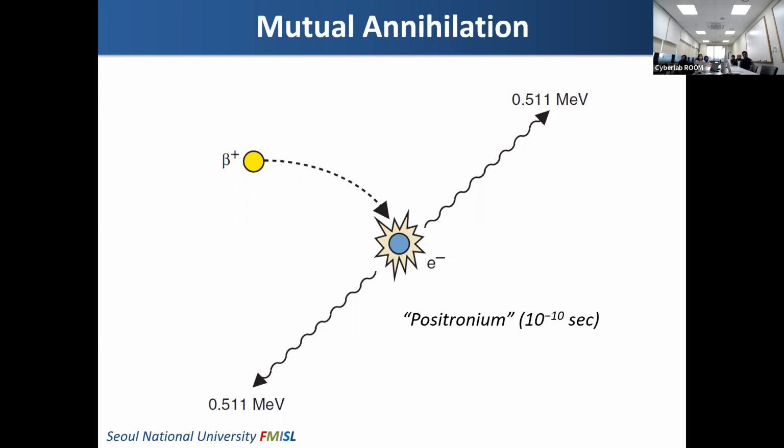Another important factor that you should remember is that these two annihilation photons fly in opposite directions. So the angle between these two annihilation photons is almost 180 degrees, with only a very small deviation. So these two factors are very important.